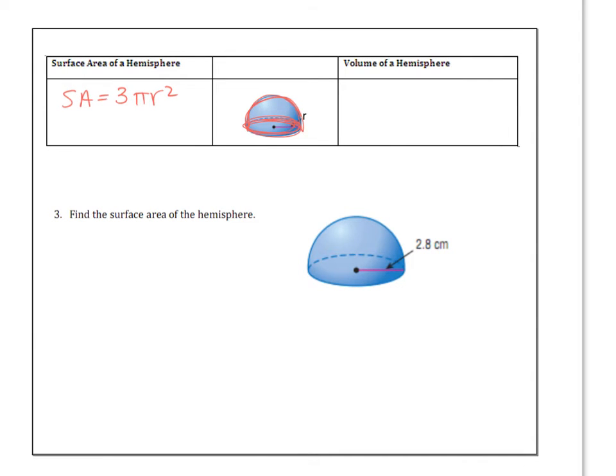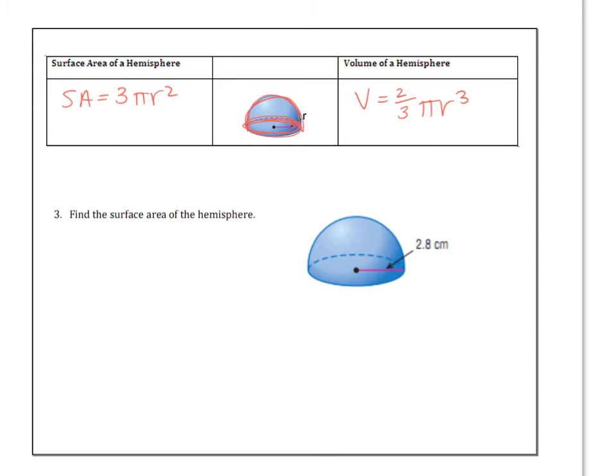And then think about the volume. It will hold half as much. The formula for a whole sphere is 4/3 pi r cubed. So the volume for a hemisphere, half of 4/3, is 2/3 pi r cubed.